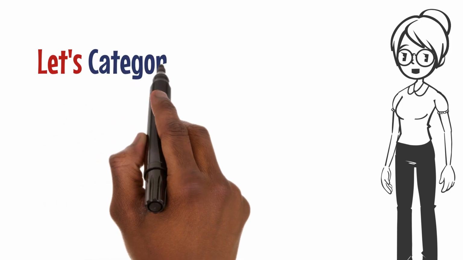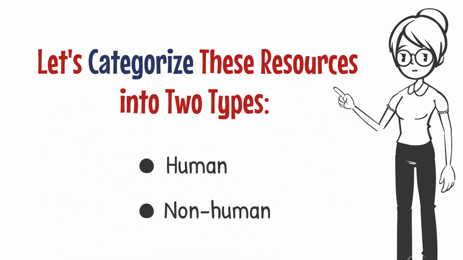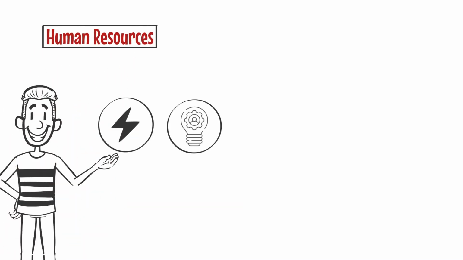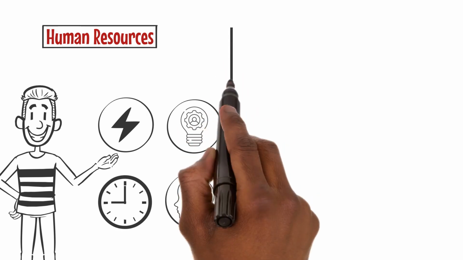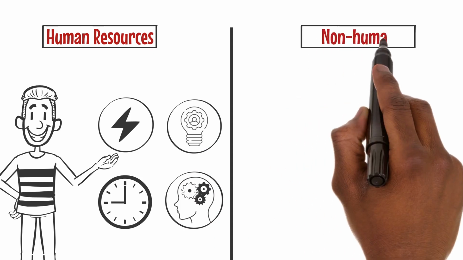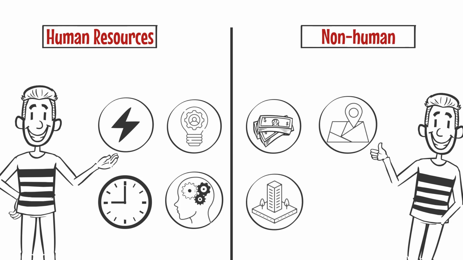Now, let's categorize these resources into two types, human and non-human. Human resources are unique to each person and include energy, skills, time, and knowledge. These are personal and cannot be stolen or shared. On the other hand, non-human resources, like money, land, community infrastructure, and material possessions, can be shared or owned individually.